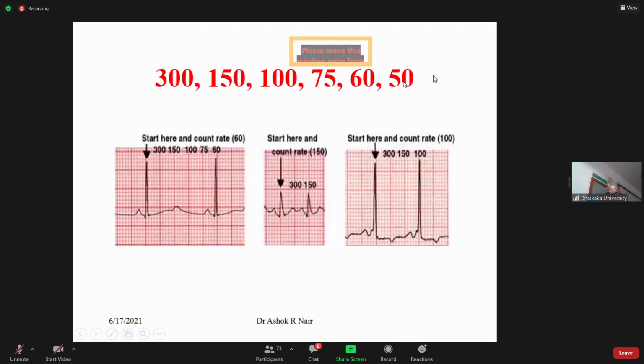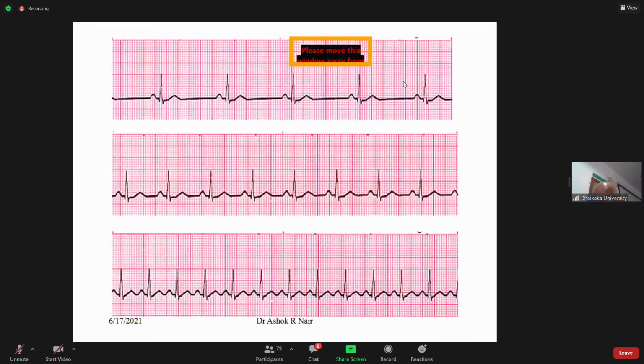I think we stopped at this slide. If you have 15 millimeter deviations between two R peaks, the heart rate is around 300. If you have 25 deviations between two R peaks, the heart rate is around 60. So 1500 divided by the number of small deviations between two R peaks gives you the heart rate. I also told you that if the rate is irregular, you can determine the rate.